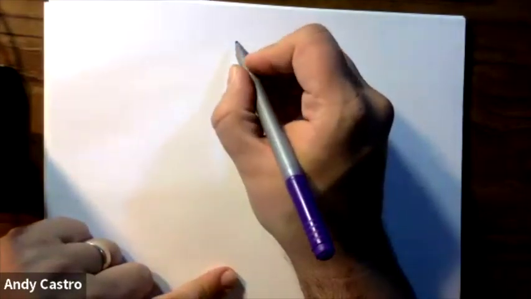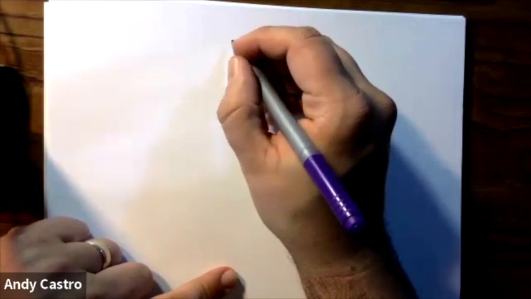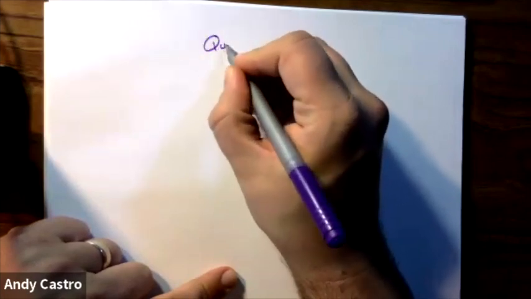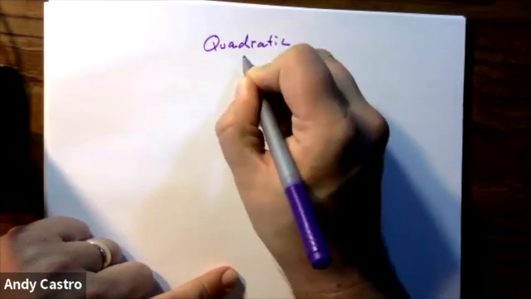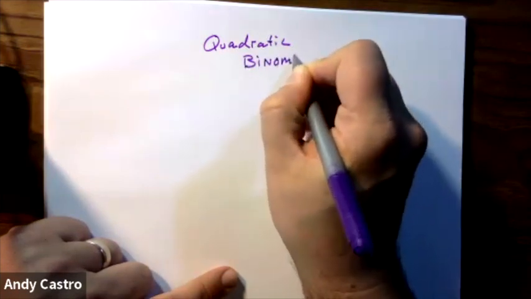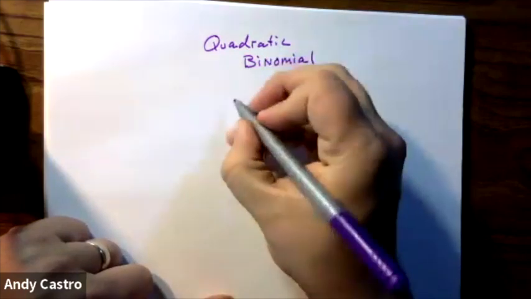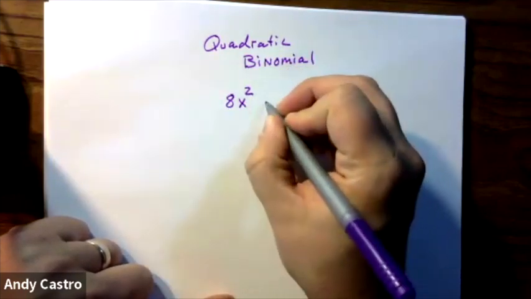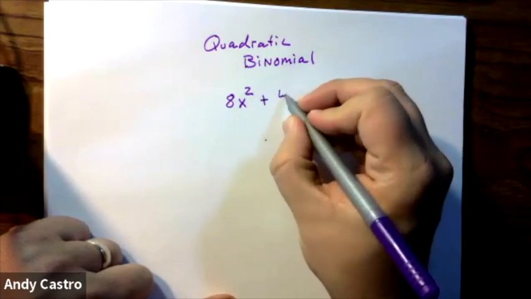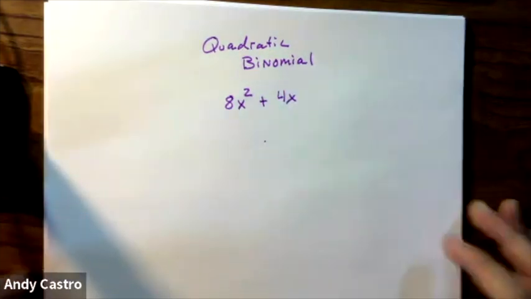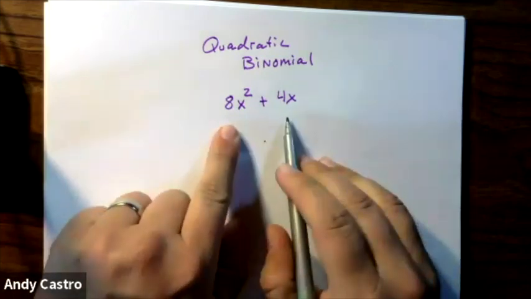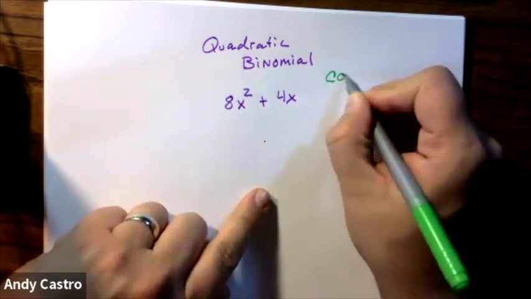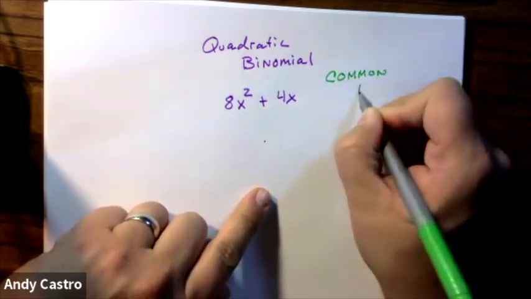Now let's look at a quadratic binomial. A quadratic binomial. So we're going to do 8x squared plus 4x. All right, so let's factor this. So in order to factor, I've got to figure out what things are common, right, between the two here. And we call those the common factor.